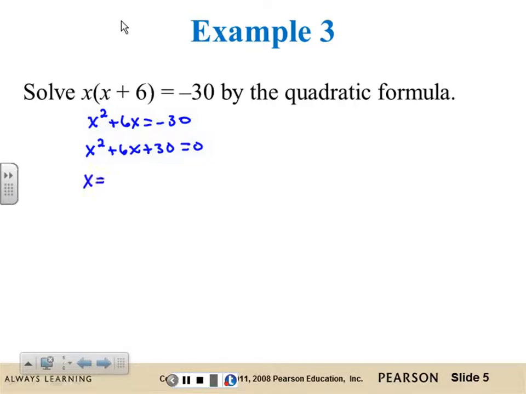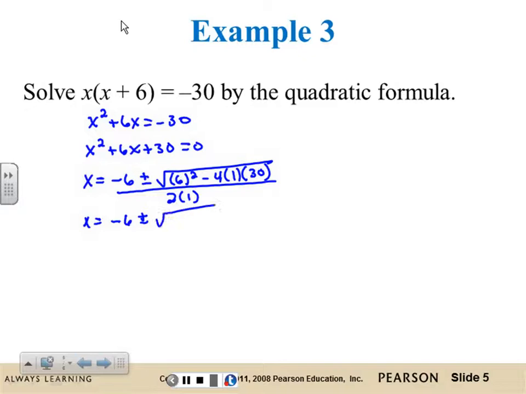And now we're ready to use the quadratic formula. So we'll have x is equal to the opposite of b, which is negative 6, plus or minus the square root of b, which is 6 squared, minus 4 times a, which is 1, times c, which is 30, all over 2a. So we have x equals negative 6 plus or minus the square root of 36, 6 squared is going to be 36, minus 120 all over 2. And so we have x equals negative 6 plus or minus the square root of negative 84 all over 2.